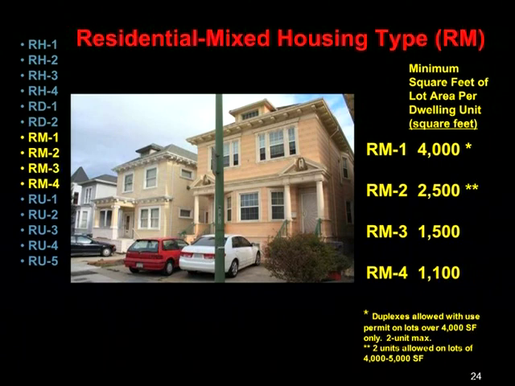The next zoning category is mixed housing type residential. As the name suggests, these areas include a mix of single-family homes, duplexes, townhomes, flats, triplexes, fourplexes, and small apartment buildings. There are 4 residential districts in this category: RM1, RM2, RM3, and RM4.